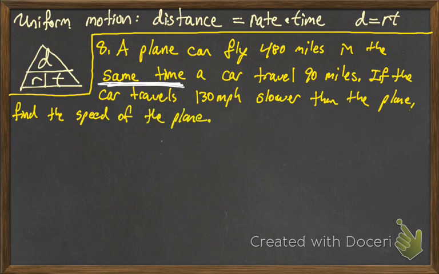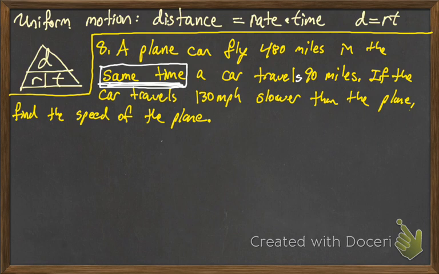Okay, so it says a plane can fly 480 miles in the same time a car travels 90 miles. If the car travels 130 miles per hour slower than the plane, find the speed of the plane. And notice I've already underlined the same time, so that's going to be the key here. So the plane's time and the car's time are going to be the exact same thing.